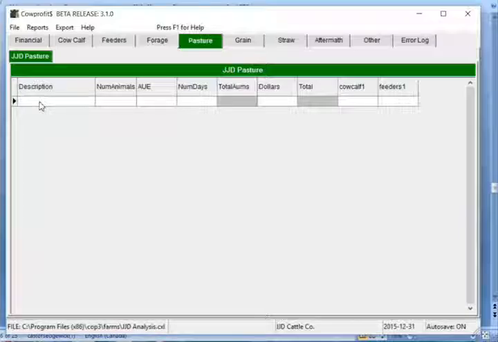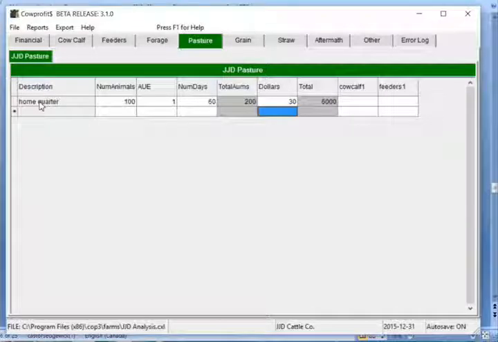So we'll look at our pasture information, and the first entry I have is 100 cows grazed the home quarter. So I'm going to put home quarter. There were 100 cows. The animal unit equivalent we're going to leave as 1. How many days did they graze? Well, my information says 60 days. And that calculates the total animal unit months and how many dollars per animal unit. And we have it here as $30. And so forth. We go on from there.